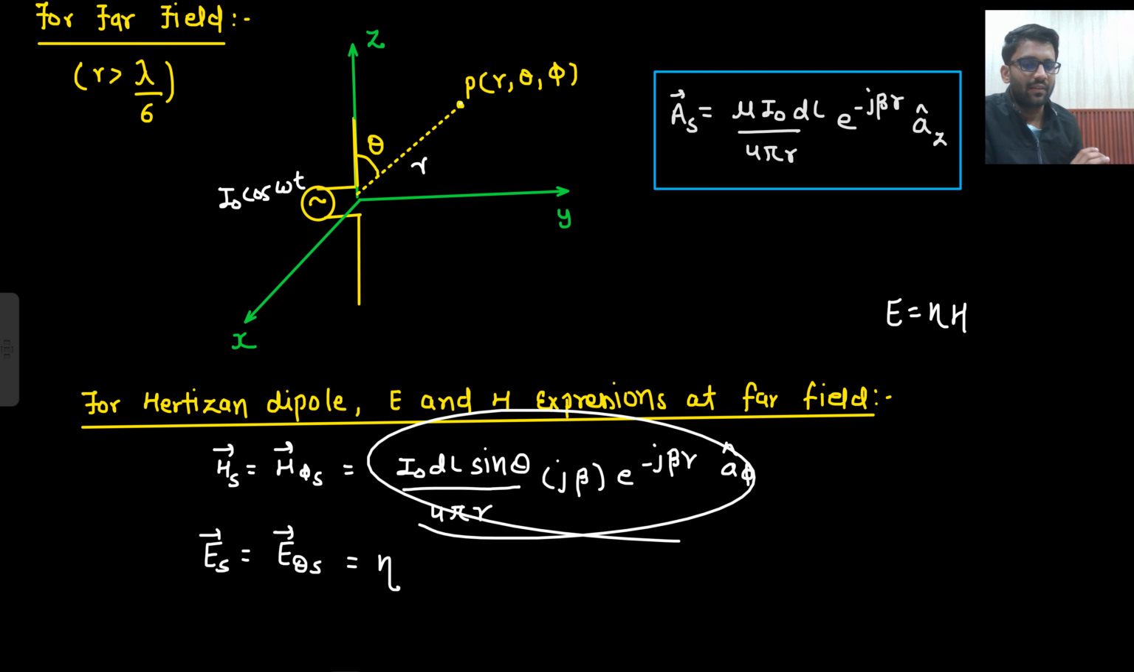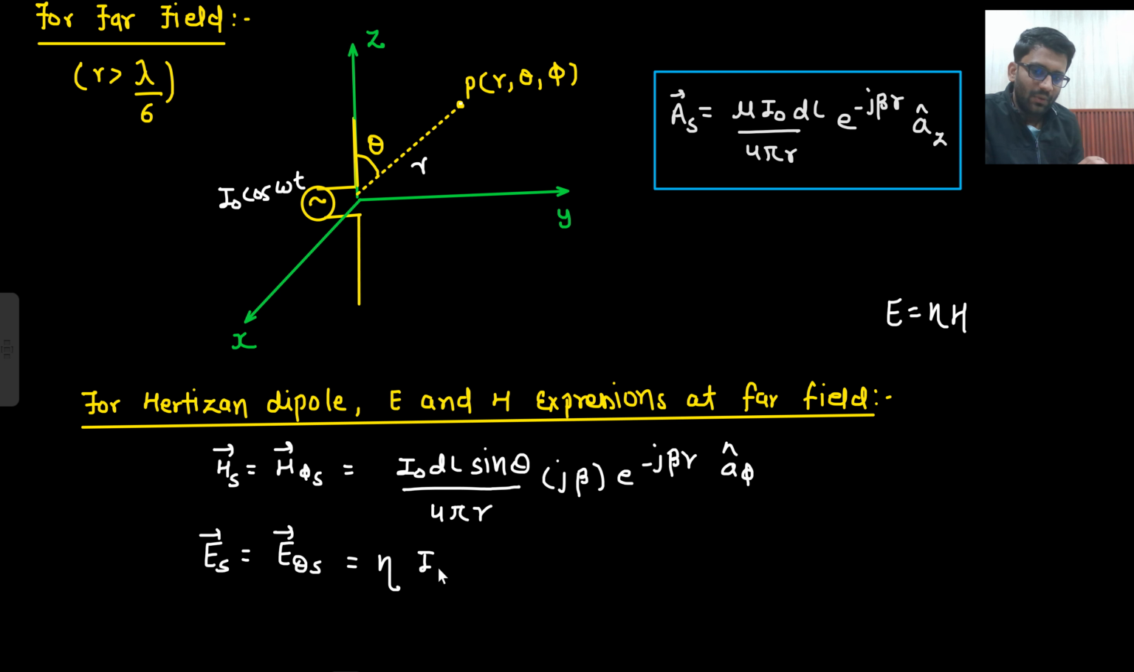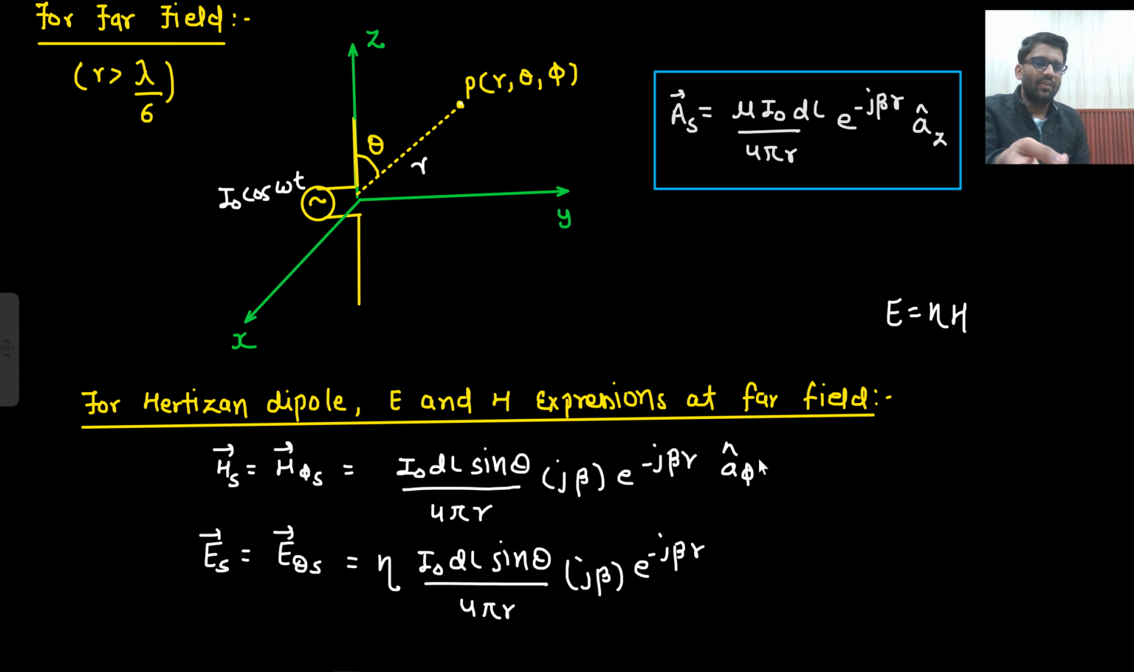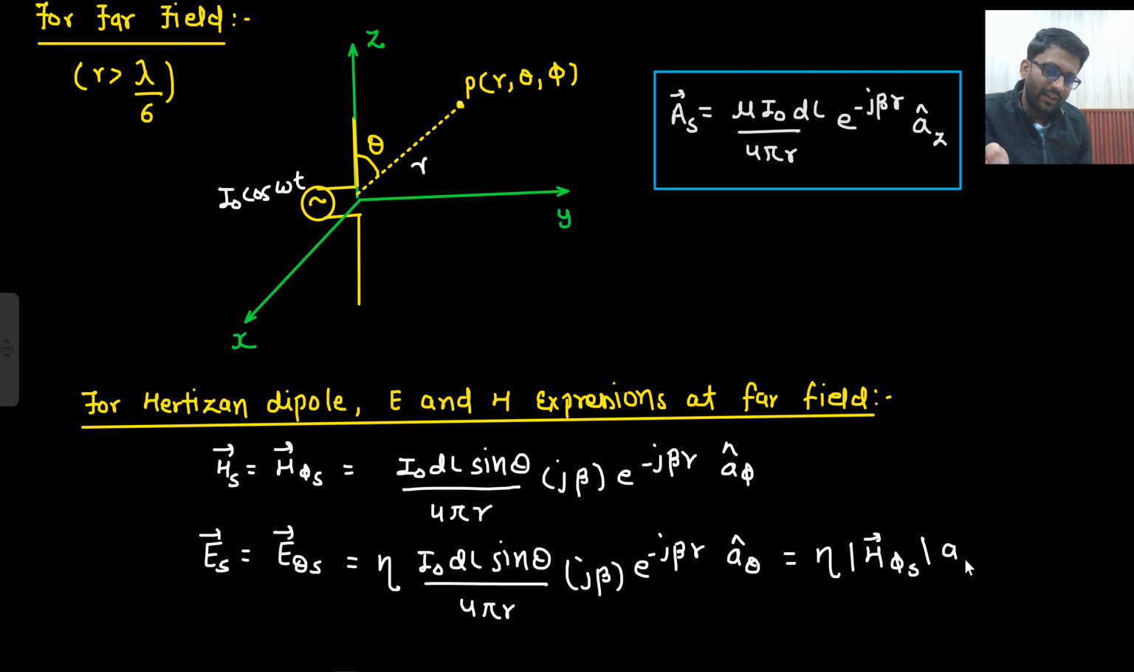Eta into this thing again, right? So eta into I naught dl sine theta upon 4 pi r, j beta, e to the power minus j beta r. Certainly the direction will be different, no? So what is the direction? A theta cap. Or how can I write it? Eta, then mod of H phi s, and the direction is in theta.